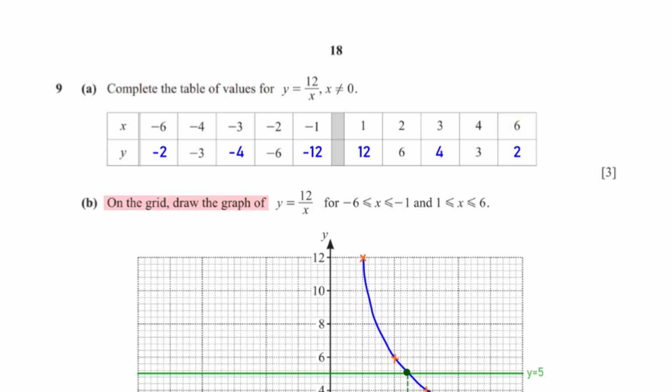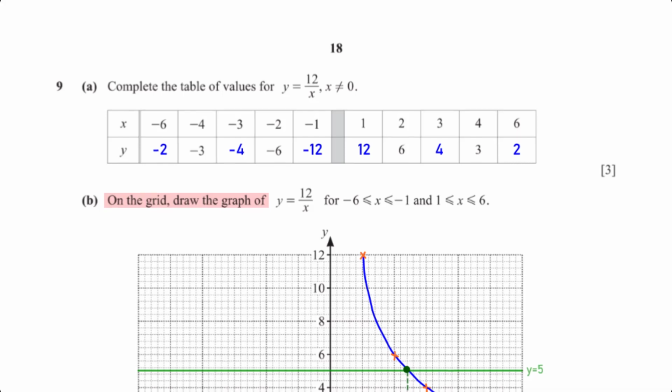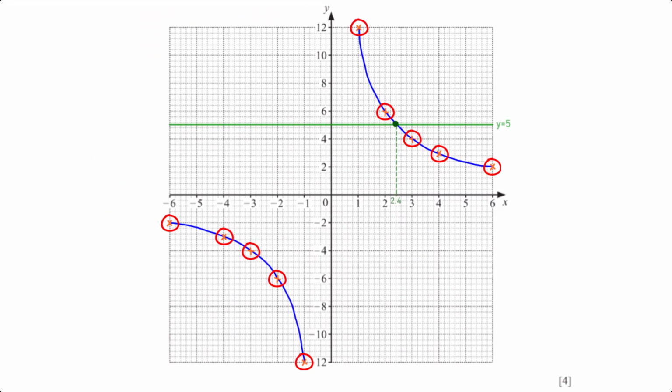On the grid, draw the graph of y equals 12 over x for x is greater than or equal to negative 6 and less than or equal to negative 1, and x is greater than or equal to 1 and less than or equal to 6. On the grid, we plot all the points in the table and connect the points with a smooth line.